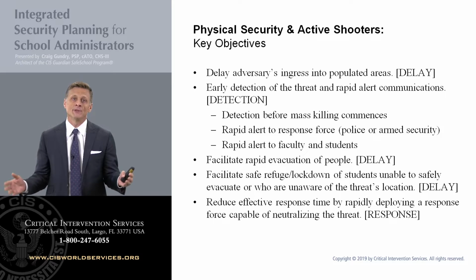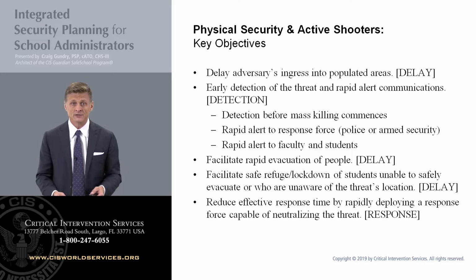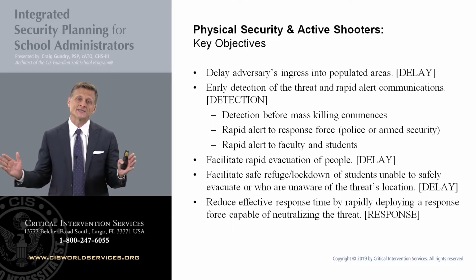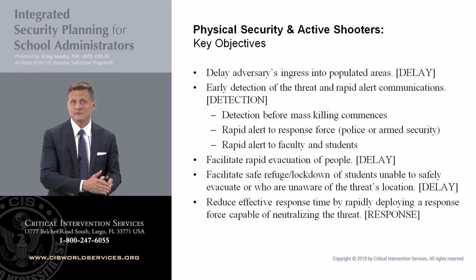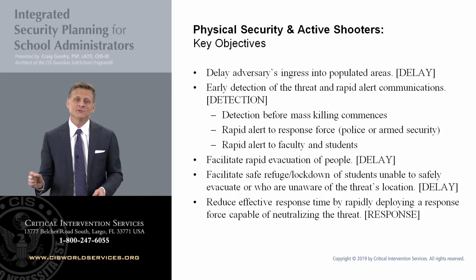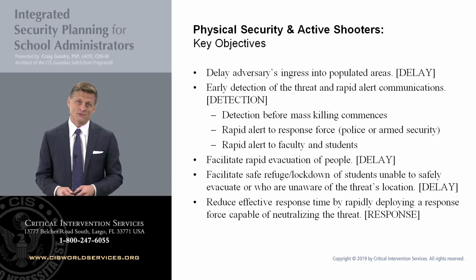Then we also want to consider measures to facilitate the rapid egress or escape of people from the hostile environment, those that are unable to actually take refuge inside a safe classroom or activity room or some other location. That also, in essence, is a form of delay. It allows them to put distance between themselves and the adversary, and then reduce the effective response time by rapidly deploying a response force capable of neutralizing the threat. And that addresses the response function of our physical protection system.